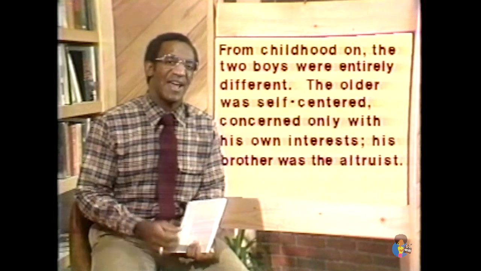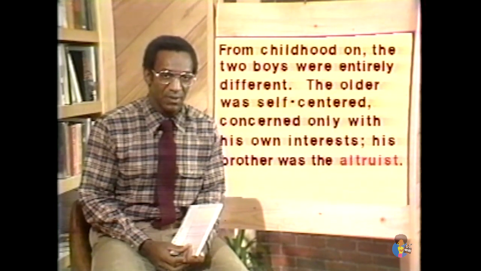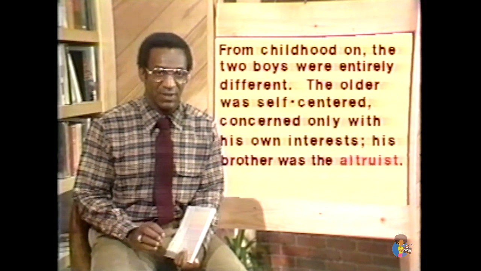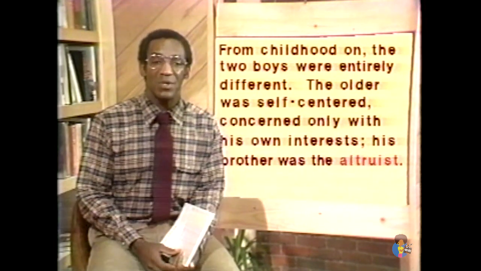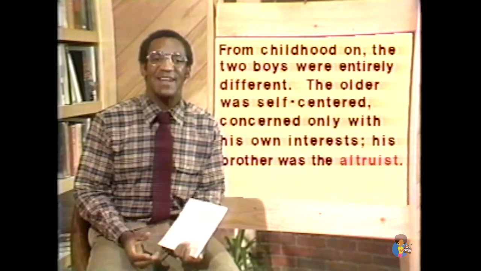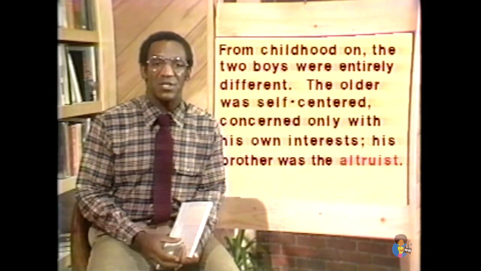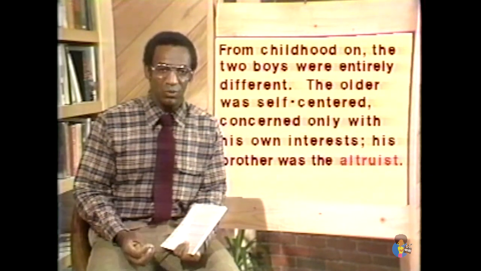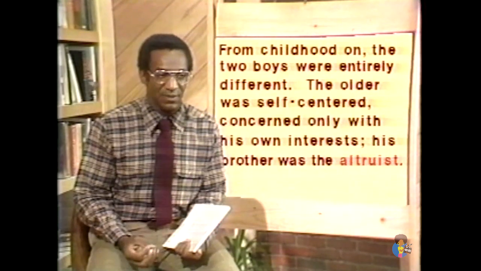From childhood on, the two boys were entirely different. The older was self-centered, concerned only with his own interests. His brother was the altruist. What's that last word mean, altruist? One boy was selfish. The two were completely different. It must be the other boy was unselfish. And that's the answer. An altruist is concerned with other people, not just with himself. You know it because the writer told you what altruist is not.